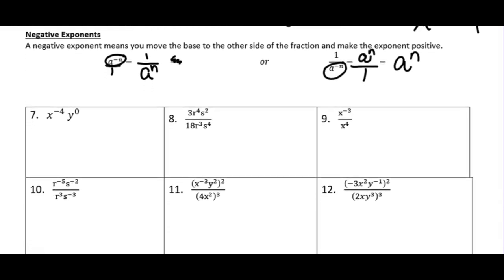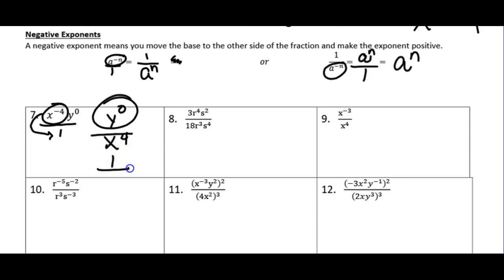So looking at this first example, I see this negative. This is actually a number over 1. So I need to take the negative exponent and move it to the bottom. So my top is going to be y to the 0. On the bottom is x to the positive 4. Now we just talked about anything to the 0 power is 1. So if I'm going to simplify this, which I need to do, it's 1 over x to the 4th.